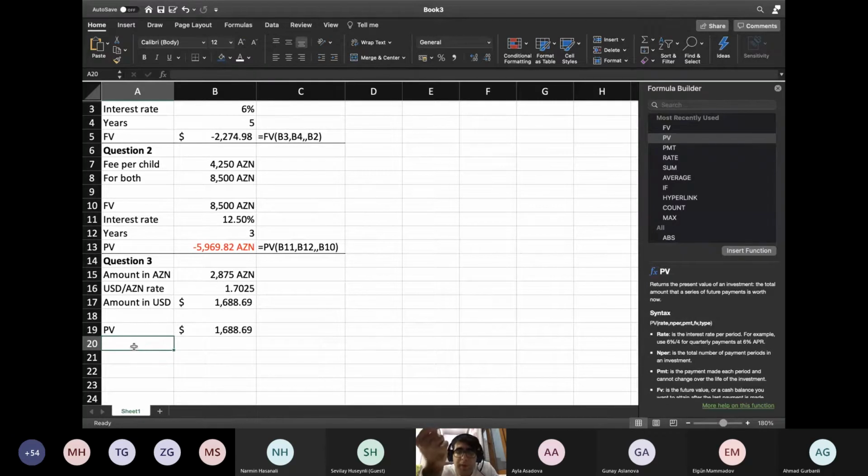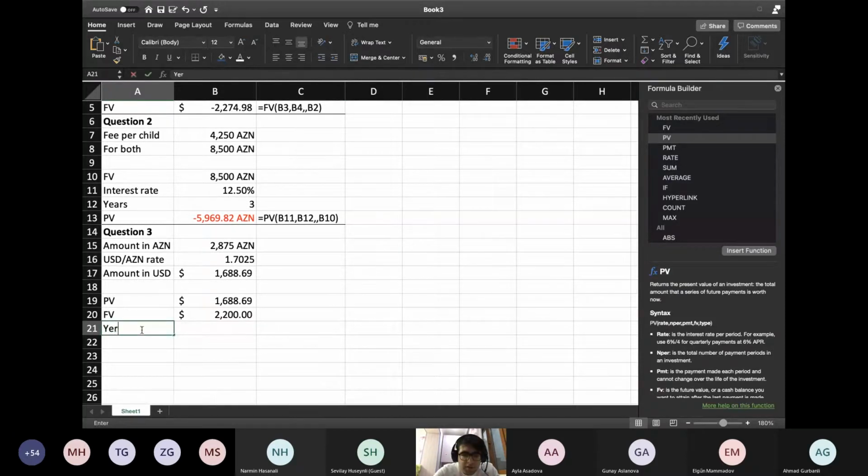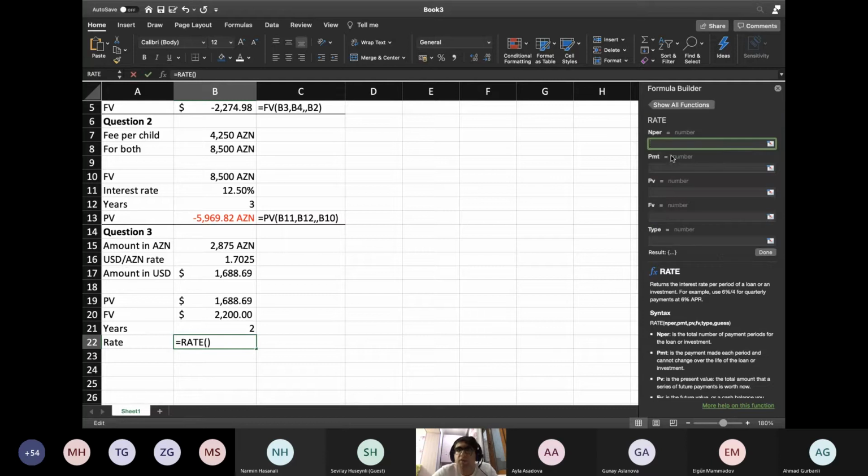In order to withdraw money, withdraw means taking money from your bank account. Withdraw money, $2,200. So our future value should be $2,200 in dollars. Years, we have 2 years. So we have to find rate. We are coming here, typing rate. We have 2. We don't have PMT. We have present value, we have future value, and it gives me error.